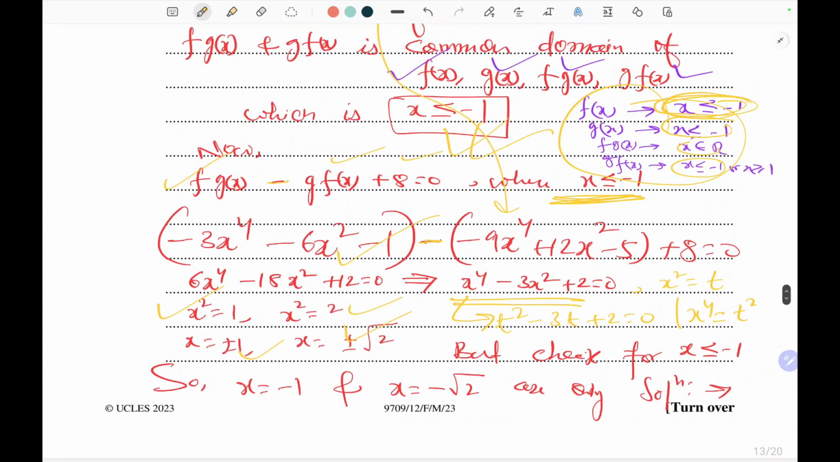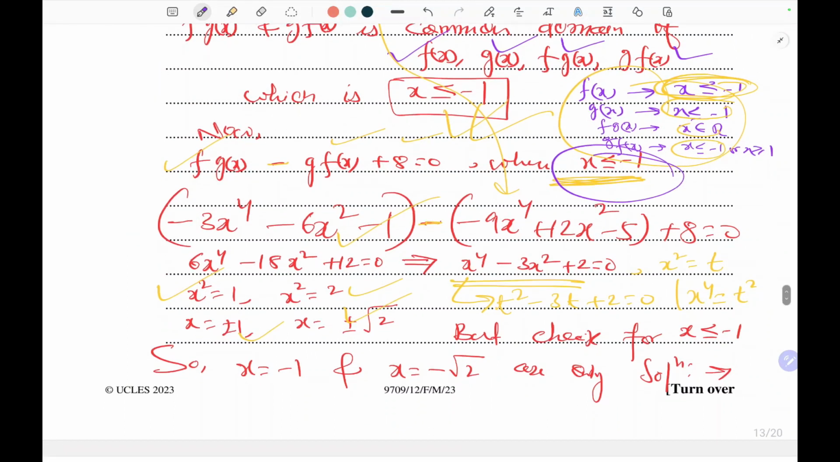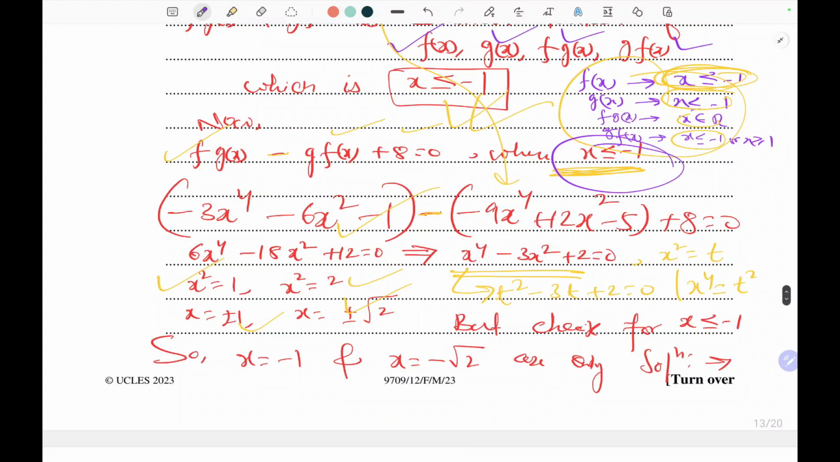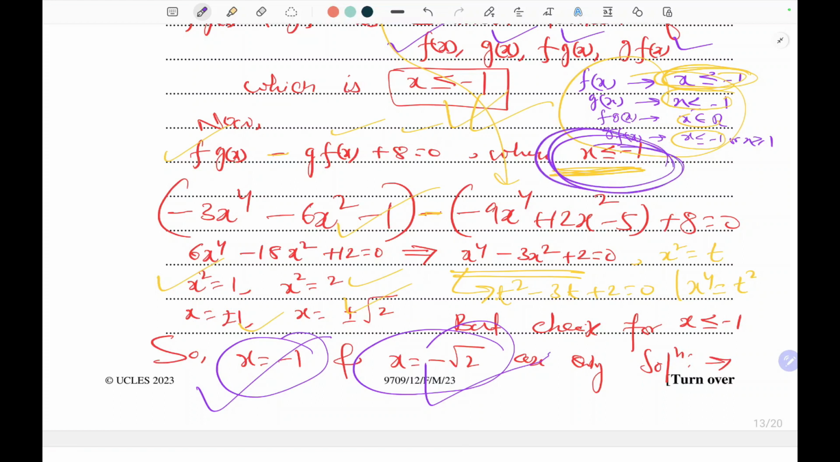But you can check in the domain here. As I told you in the beginning, x is less than or equal to minus 1. So x should be only negative as well as smaller than minus 1 or equal to minus 1. So x equal to minus 1 is valid, x equal to minus root 2 is also valid. But x equal to plus 1 or plus root 2 is beyond this condition, x less than or equal to minus 1.